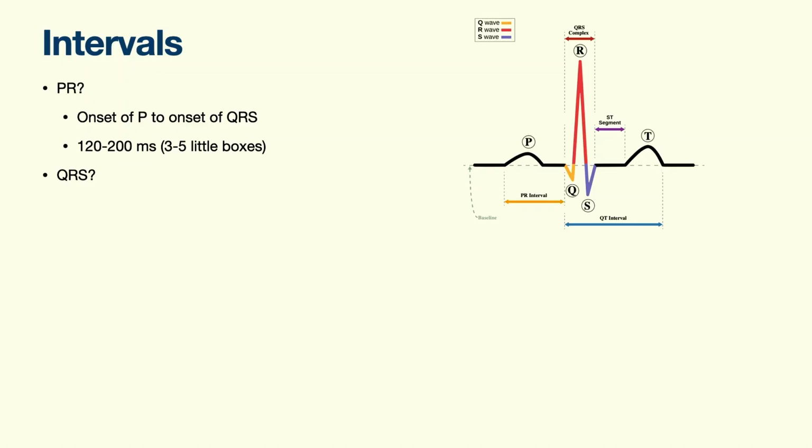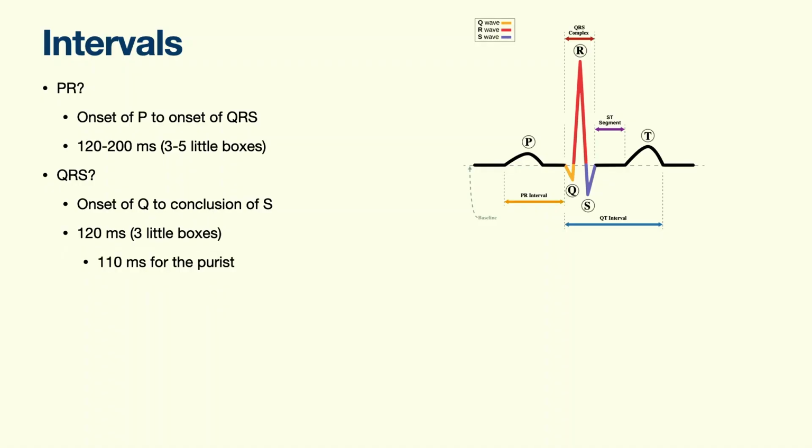The QRS, what's normal? 120, that's right. Onset of Q to conclusion of S, so the entire thing in the widest lead you can really measure it in. And that's 3 boxes, technically 110 if you really want to be pure, but that's a little bit ticky-tack. And then the QTC interval, so that's onset of Q to conclusion of T.